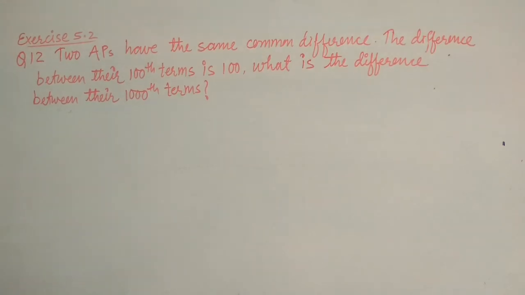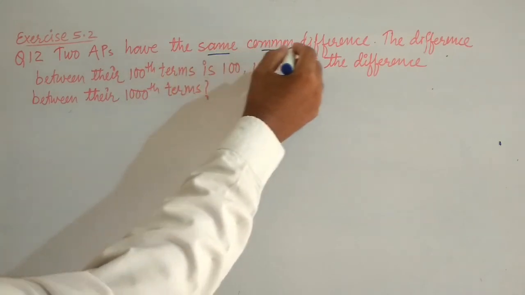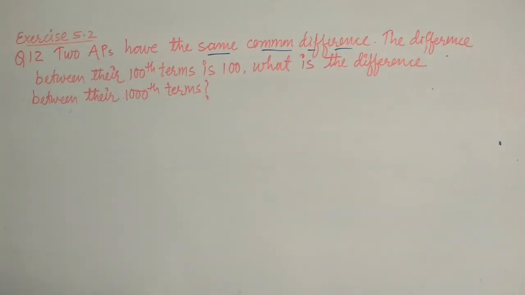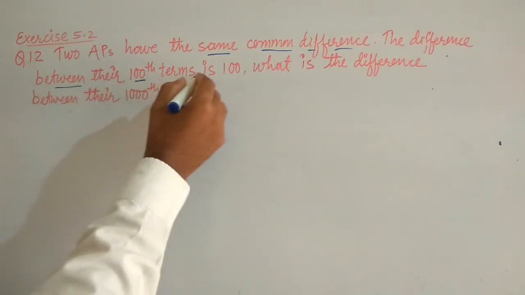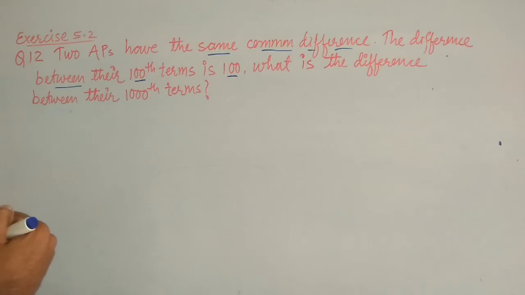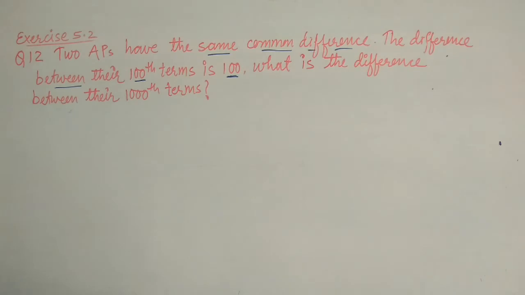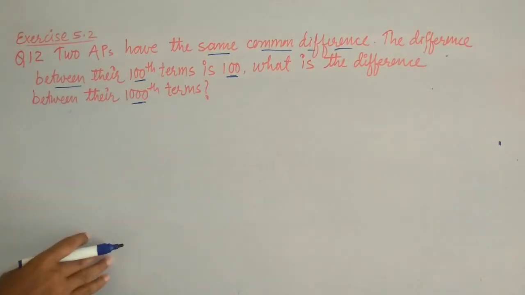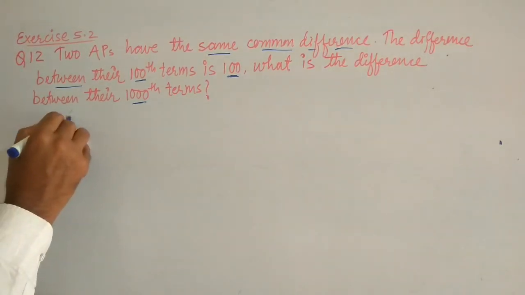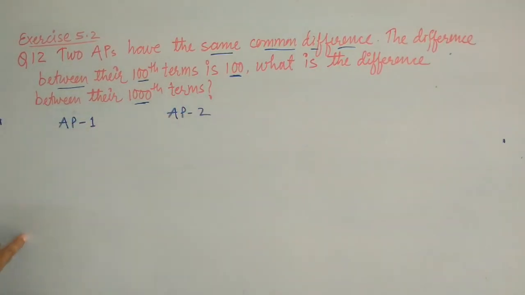In question number 12, we have two APs and having the same common difference. The common difference of the both APs are same, and the difference between their 100th term is 100. दोनों के जो 100th term हम का difference find out करेंगे तो that we will get 100. And the difference between their 1000 term we have to find out. So two APs are there. Suppose AP1 and the AP2 will take here.